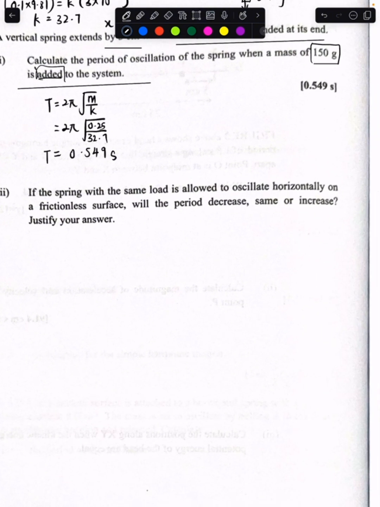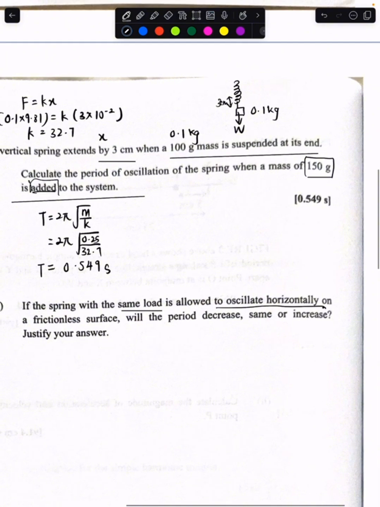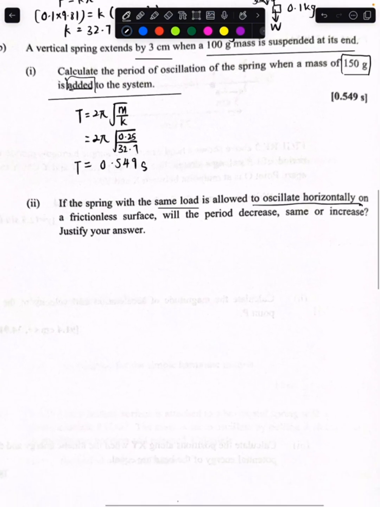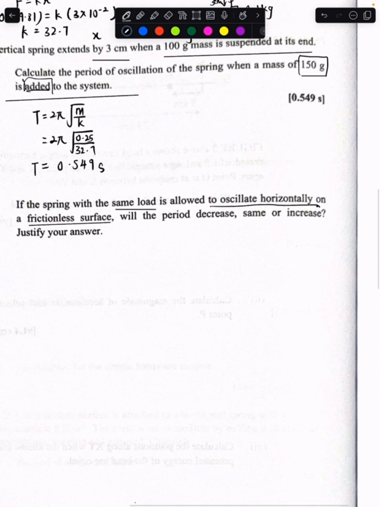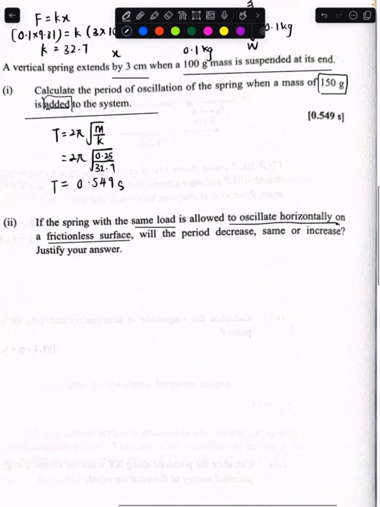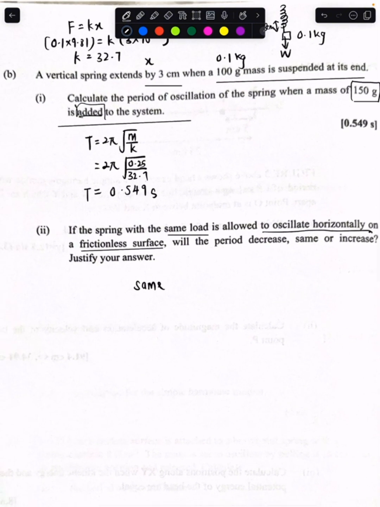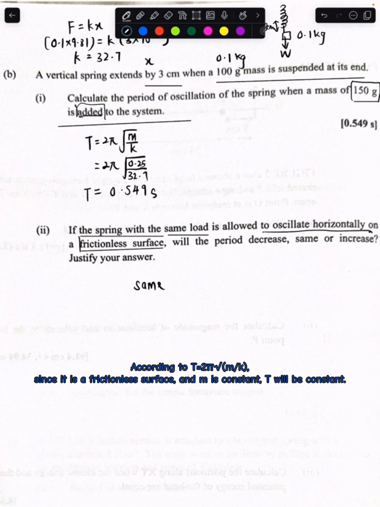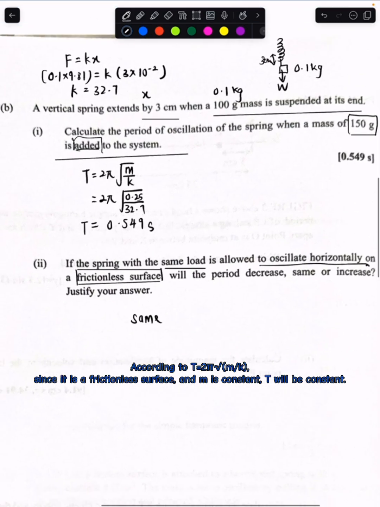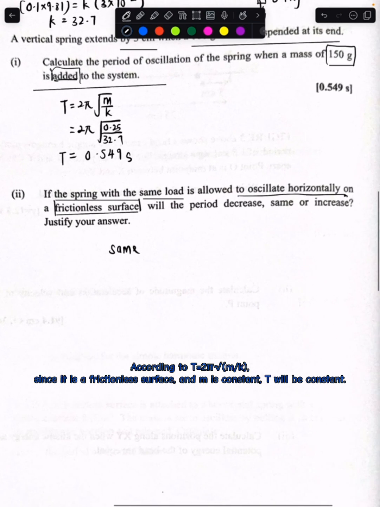So the last question is, if the spring with the same load is allowed to oscillate horizontally. Just now the question was vertical, right? So horizontally on a frictionless surface, will the period decrease, stay the same, or increase? The answer will be the same, because it is a frictionless surface. That's why it will be the same. Thank you.